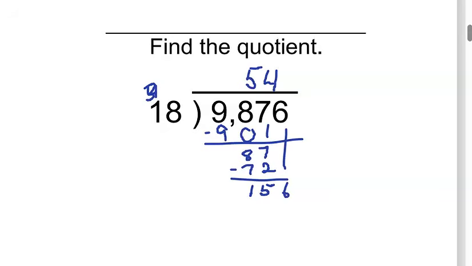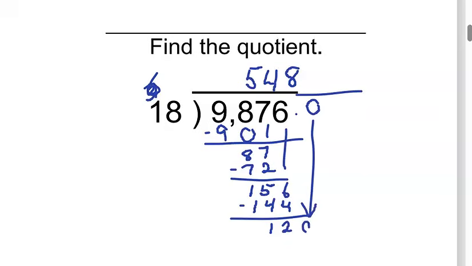So that's going to be a pretty big number. Let's try 8 for that one. 8 times 8 is 64. 8 times 1 is 8, plus 6 is 14. So if we subtract 156 minus 144, we're going to equal 12. At this point, we're going to have to bring down the 0.